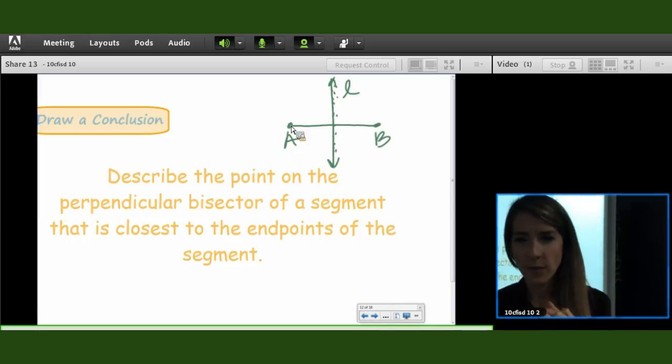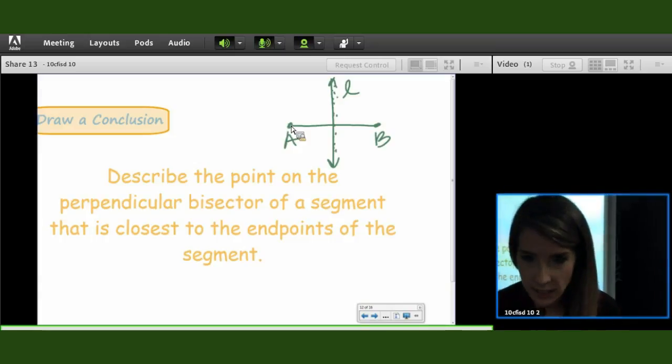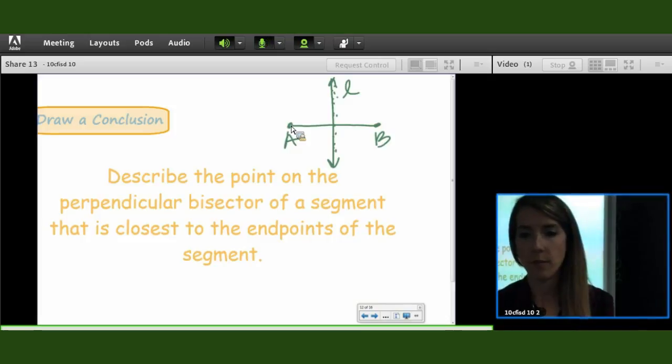Describe the point, of all of those points that I just drew, that is the closest to the end points of the segment. Which point on line L is the closest to the end points of the segment? Oh, good. Don't do plural. There's not more than one.